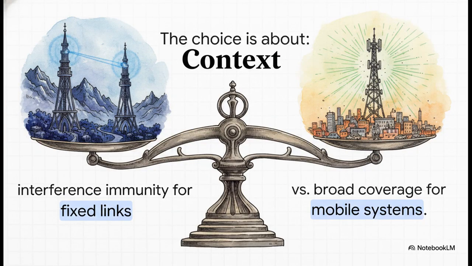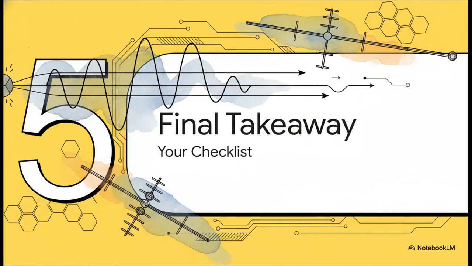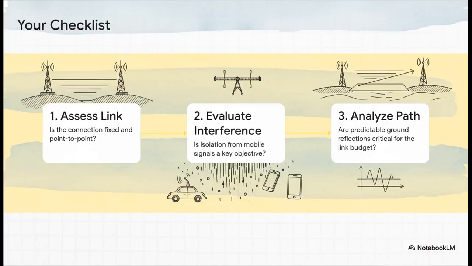So the bottom line is that any so-called disadvantage is really just about context. It's all about what the application needs. The very thing that's a pain for a mobile user, needing that precise alignment, is actually a key feature for a fixed point-to-point link. Okay, let's wrap this all up into a practical framework you can actually apply to your next job. How do you decide when it's time to pull the trigger on a horizontal polarization design? Just use this simple checklist.